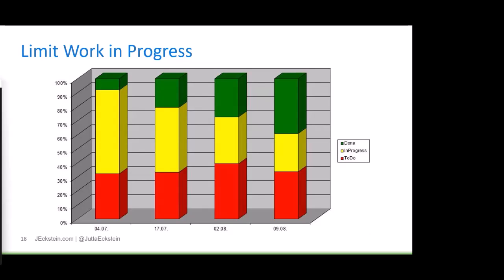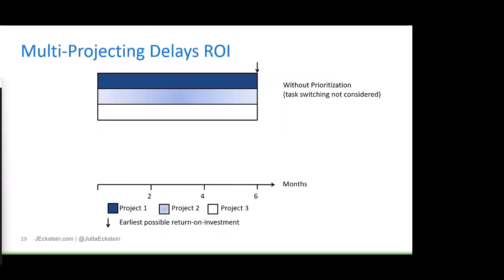Now, another thing that I see happening quite a lot is multi-projecting. I just want to try to explain what you see here on this slide. It's kind of an easy thing. We have 3 projects, the dark one, the lighter one, and the white one. Each one of them lasts for 2 months. So it takes us 2 months to complete project 1, another 2 months for project 2, and another for project 3. Now, it seems in this case that nobody has really prioritized the way we are working on those projects.